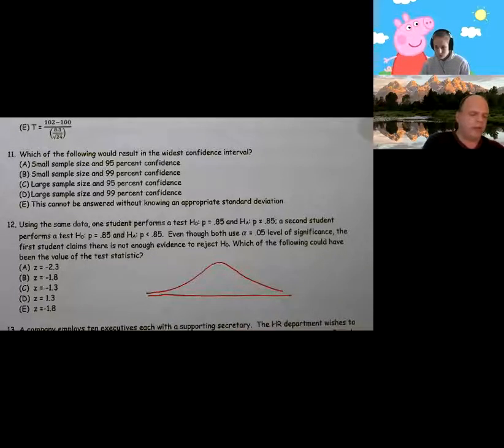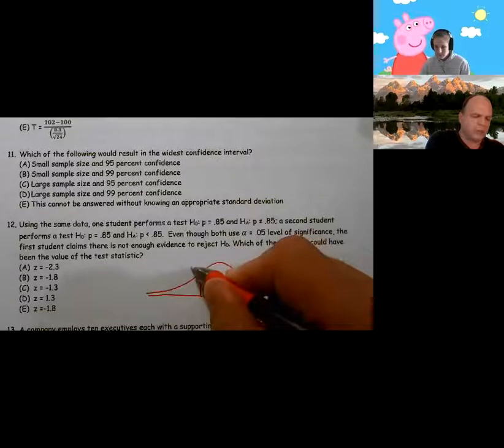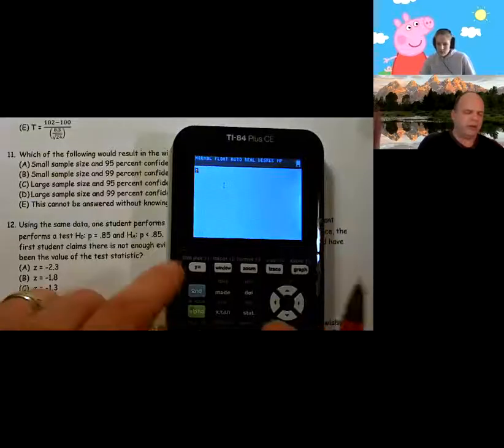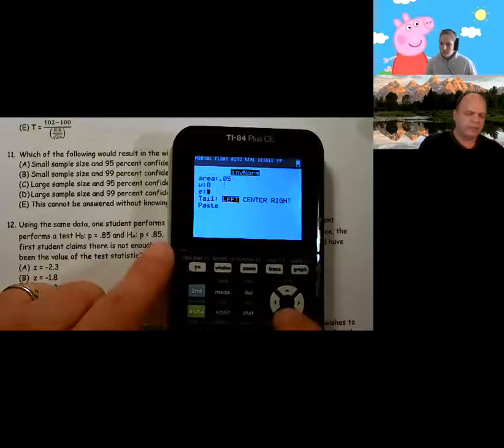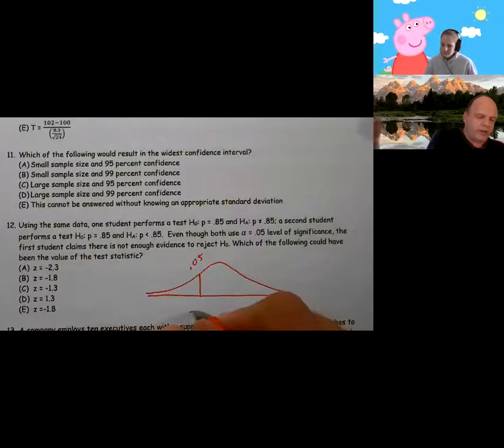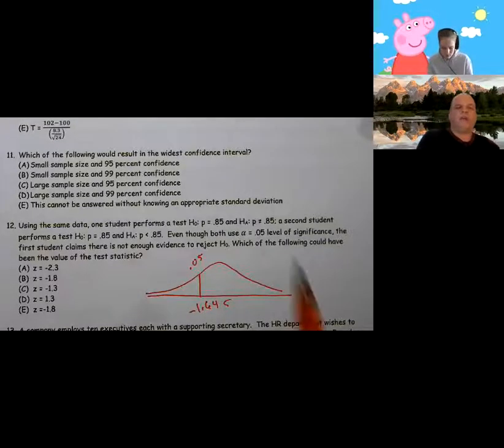And I'm going to start off with the second one because we know they reject. And their area in the tail is 0.05. And if I do second vars inverse norm of 0.05, this person will reject with any value less than negative 1.645. So any value less than negative 1.645, they're rejecting. And the reason it has to be less than is because they use that as their symbol.